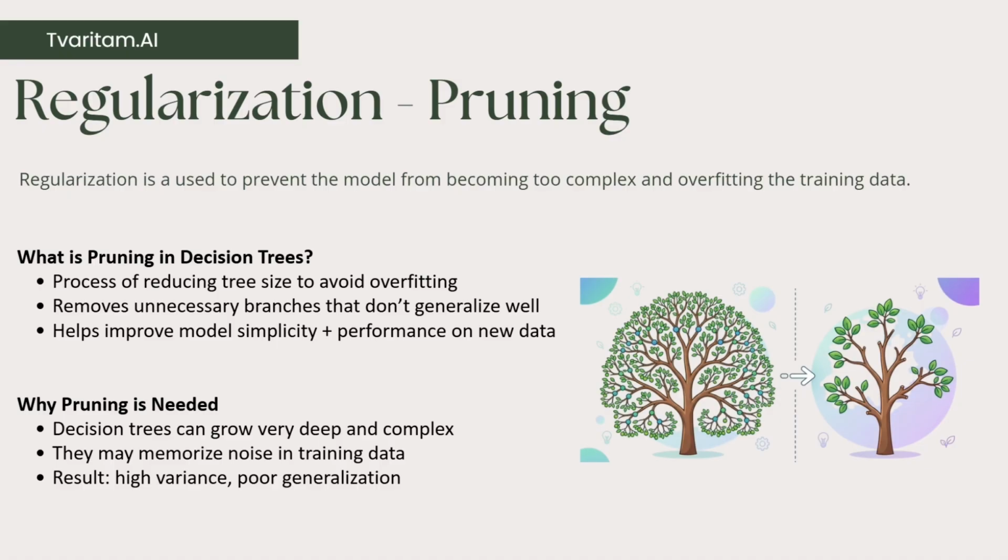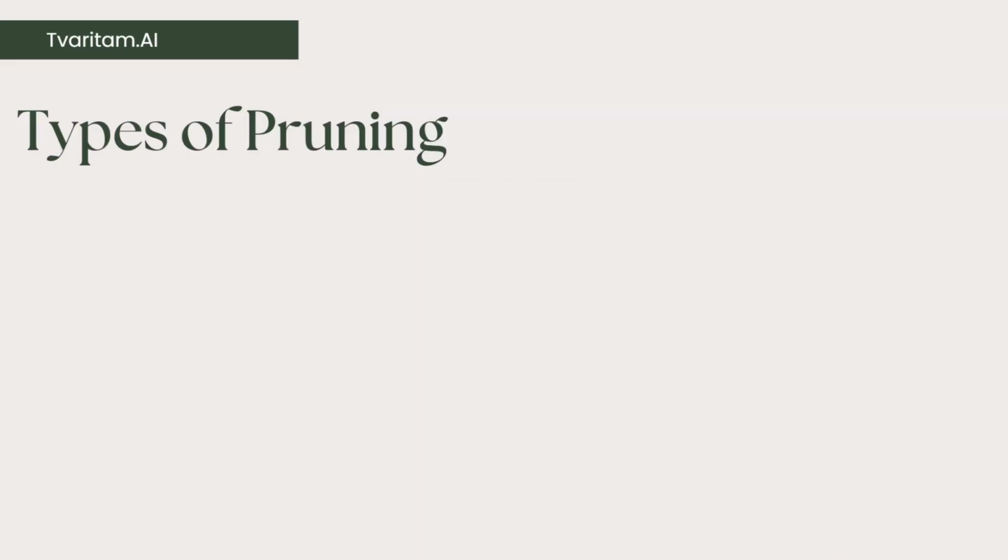Pruning is the process of reducing the complexity of the tree so that it generalizes better. In simple terms, we are removing unnecessary splits that do not add meaningful predictive power. When it comes to pruning, there are two different approaches, pre-pruning and post-pruning.